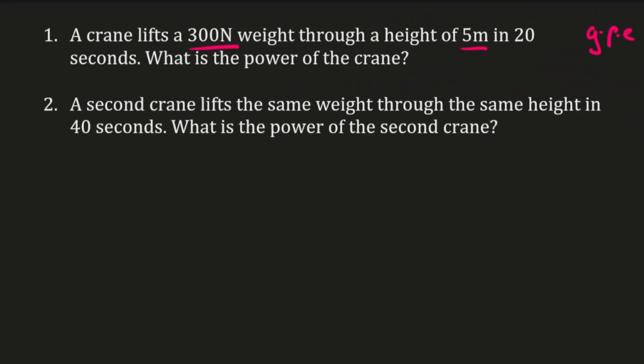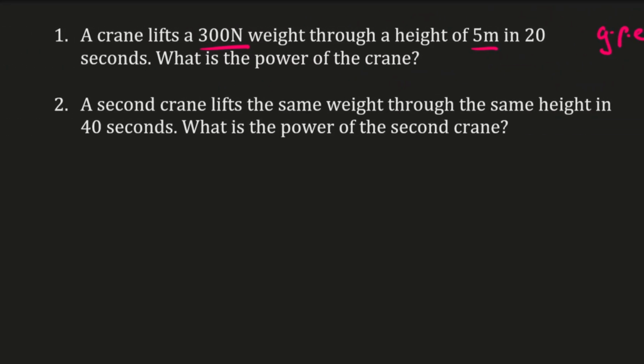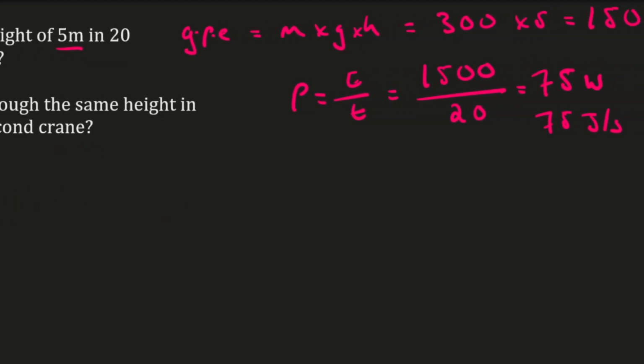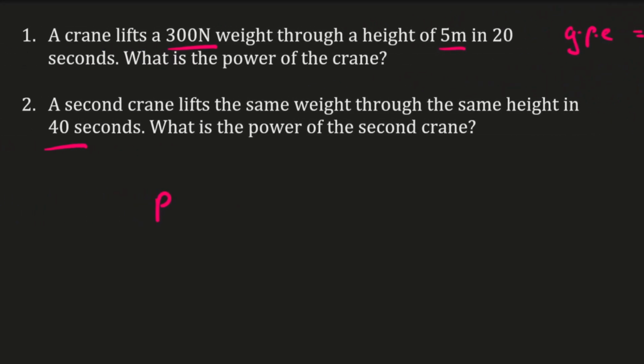Cool. The next part of the question then, or question 2: a second crane lifts the same weight through the same height in 40 seconds. What's the power of the second crane? And essentially what we've done is we've doubled the time taken, and so we know that the power essentially is going to be halved. And so if the power of the first crane was 75 watts, the power of the second crane will be equal to 75 divided by 2, because the time taken was double. And so 75 over 2, you should get 37.5 watts. And again, you can write 37.5 watts or 37.5 joules per second.